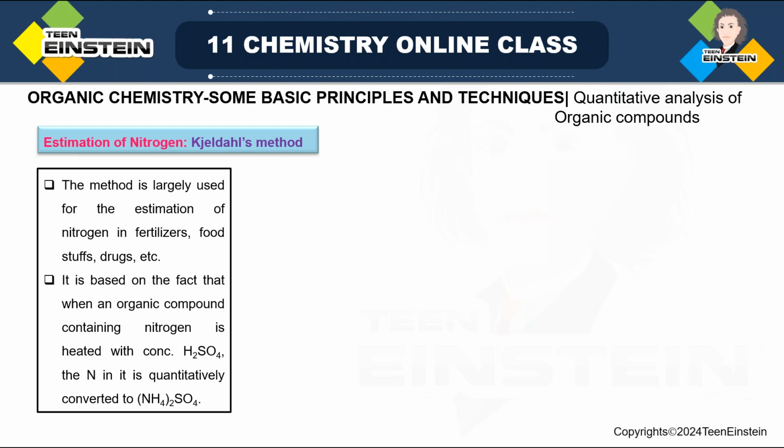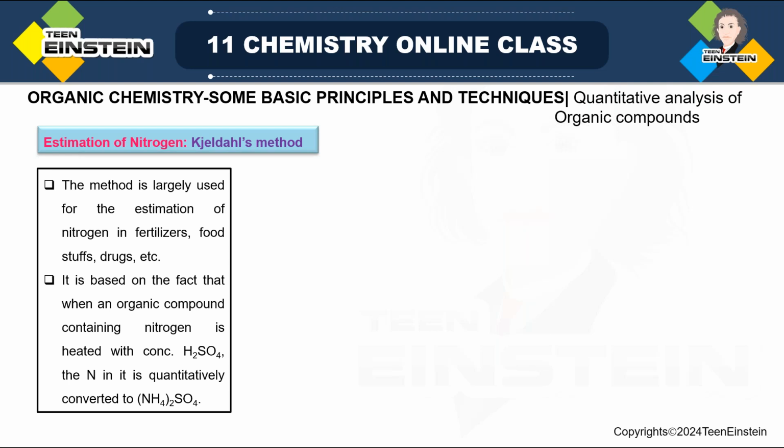Now the second method of estimation of nitrogen, which is Kjeldahl's method. This method is largely used for the estimation of nitrogen for organic compounds that are present in fertilizer, foodstuff, drugs. Now here, unlike the Dumas method, where the reaction is simple, maybe the calculation is a little lengthy, but the reaction is simple. You are just taking the organic compound, heating it with cupric oxide, getting free nitrogen, and from the volume of free nitrogen, the rest of the calculations are done. But in this case, you will see a total of 3 to 4 steps in the reactions. So we will try to understand the process in a stepwise manner.